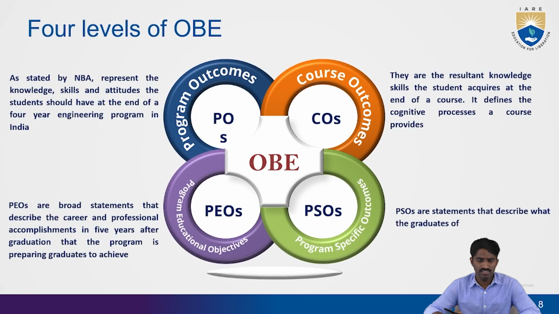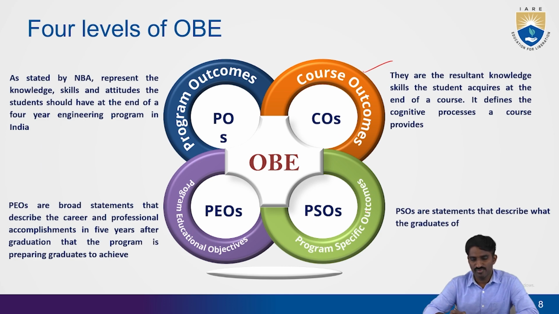Then what are the four levels of the OBE? Okay, so the four levels of the OBE, here it is, as you can see. First of all, we will define. The COs, the course outcomes: based on the course, because every program has various courses. The course outcomes are the immediate outcomes after the end of the course, right?